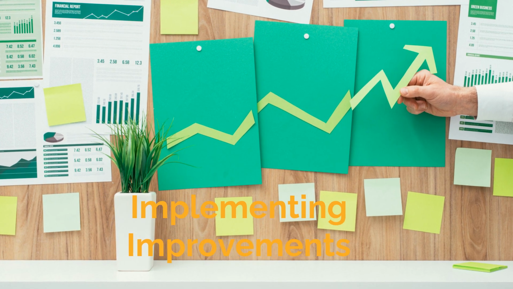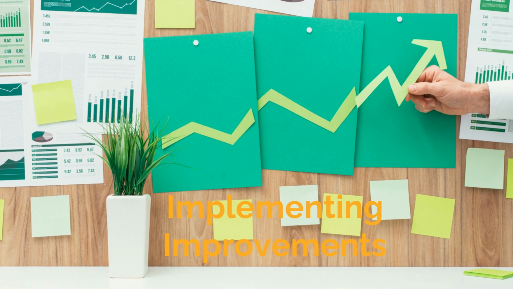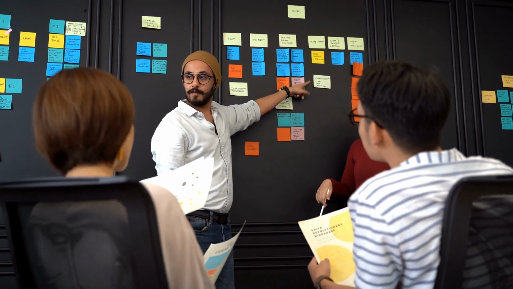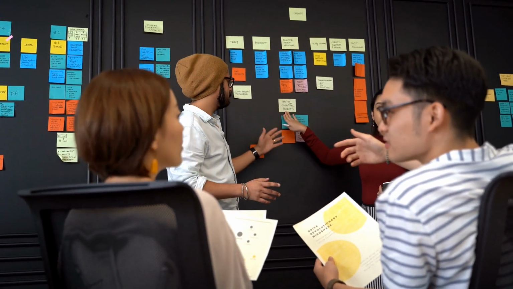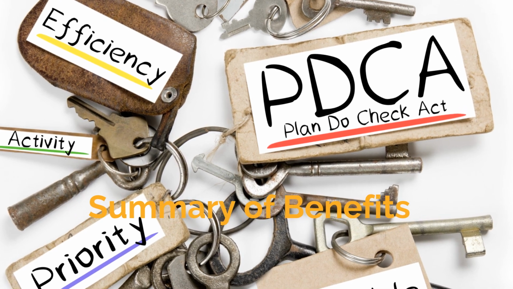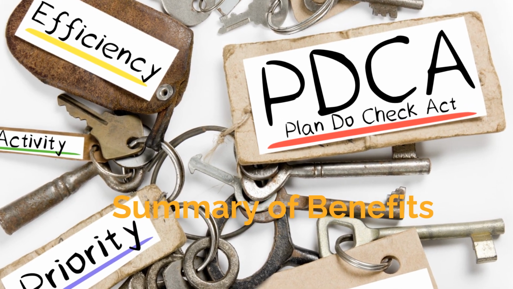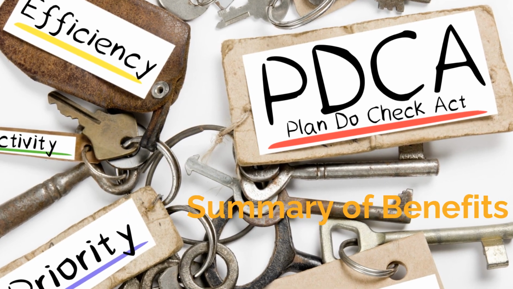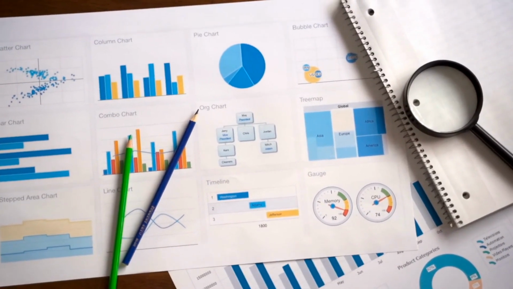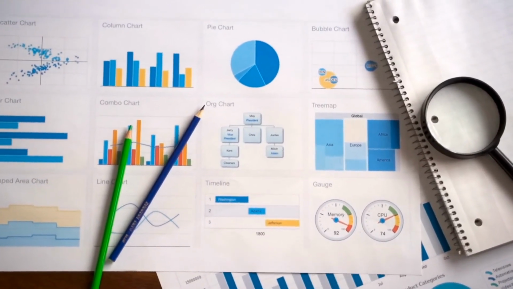Finally, the Act phase involves making necessary adjustments based on the analysis. This ensures that improvements are implemented and that the cycle of continuous improvement continues. By following the PDCA cycle, organizations can achieve structured planning, encourage action, perform thorough analysis, and implement continuous improvements, leading to enhanced efficiency and effectiveness.